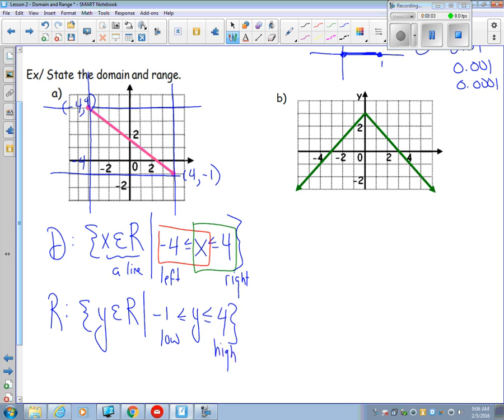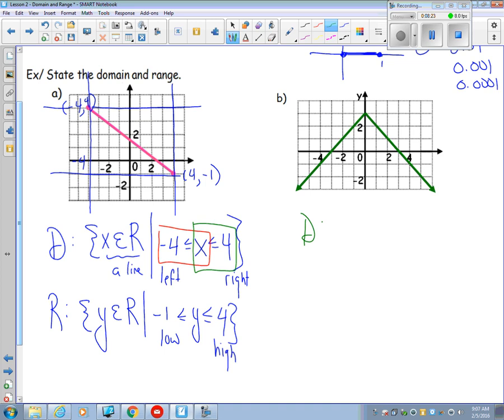And then again, I've got myself a little square at the window. I can say, oh, my whole graph exists between here and here, left and right, up and down, and it's made up of a line. Can you guys try the second one? Pause it if you need to. See what happens.